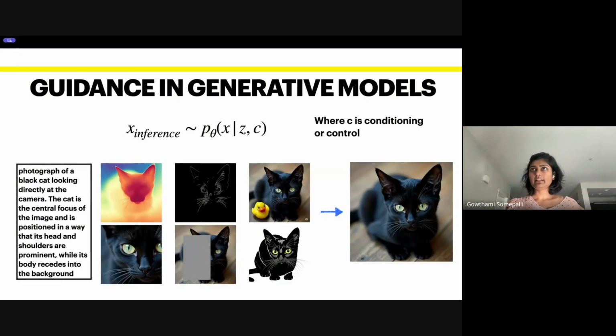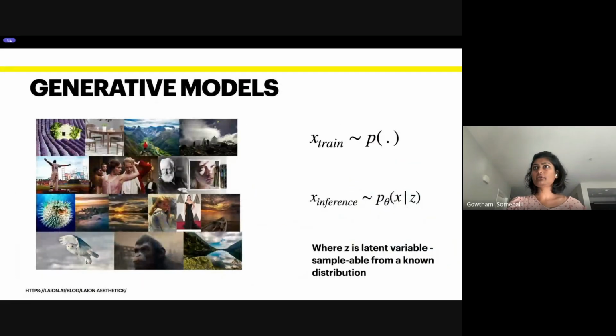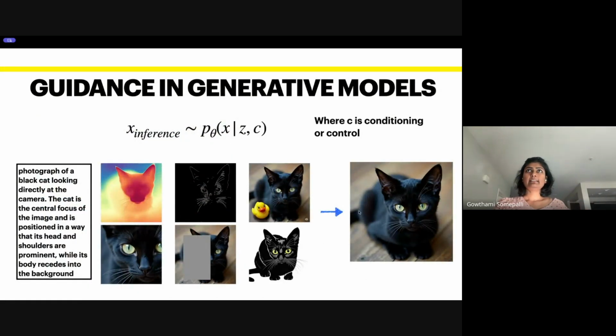Traditionally, in most of the older generative models, this latent variable tends to be some noise which is sampled from a known distribution like a Gaussian distribution. So usually Z means a noise variable. Okay, and the next thing is how do you guide or control the generative models?